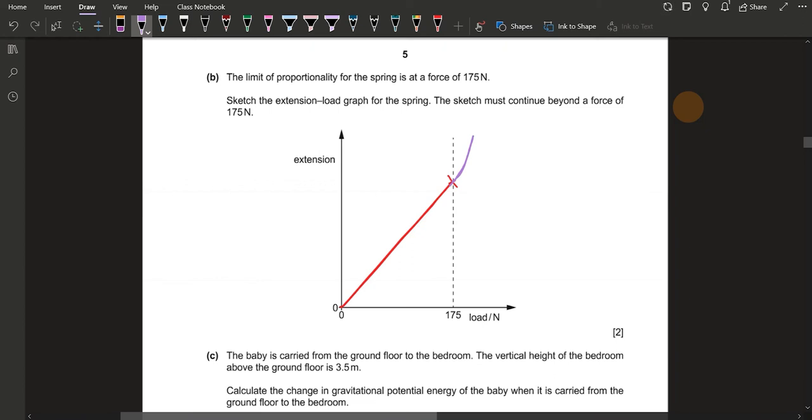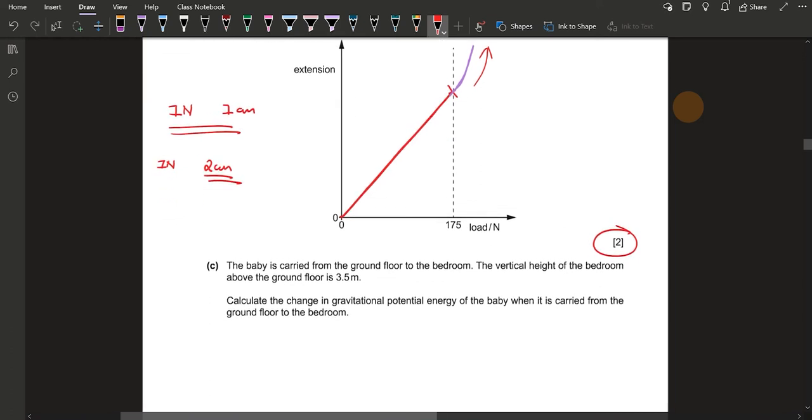And what's the reason behind that? According to our Hooke's law, when we give 1 newton of load, the extension could be 1 centimeter, okay? And when Hooke's law is not obeyed, maybe 1 newton of load would give you 2 centimeters of extension. That's why the curve is moving upwards. And this is how we get 2 marks for this. One for the straight line and 1 for the curve.